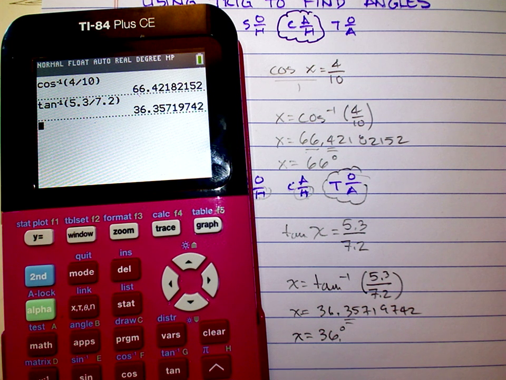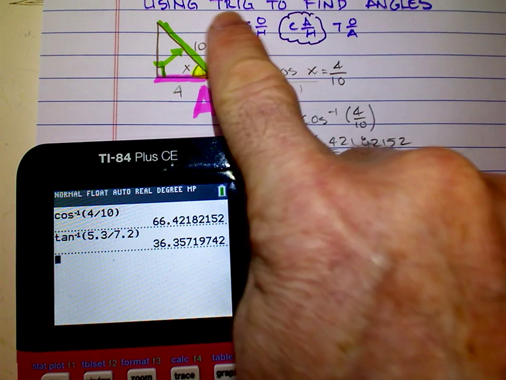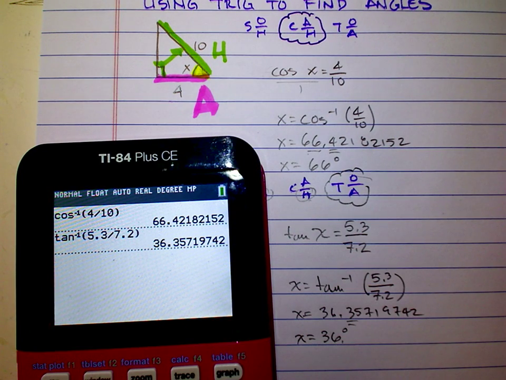Hopefully this is helpful to you, and this brings back to memory how to find angles using trig. Have a nice day.